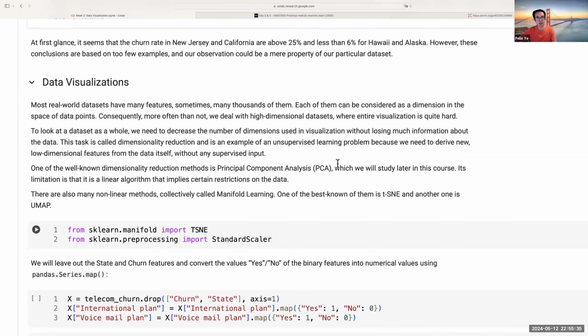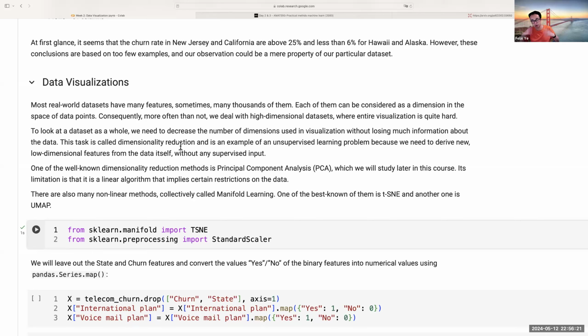All right, so at last, I want to talk about data visualizations. This is very important because in practice, we are usually dealing with very high dimensional data sets. That means visualizing the whole data set is very, very difficult. So in order to visualize the whole data set as a whole, the best way is to reduce the number of dimensions from very high into two, hopefully without losing too much information about the data. This is something called dimension reduction. We're going to talk about dimension reduction later in the course.